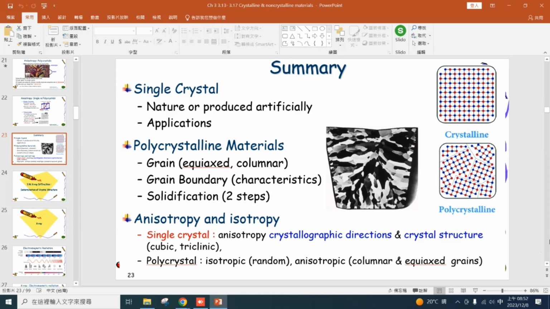The second one is called crystal structures. As I just told you, the 111, 100, 110. And this also depends on the cubic structure or triclinic structure or hexagonal structure. Okay. So for the polycrystalline, it's always mostly isotropic, unless you have columnar or equiaxed grains. Okay. So this is the topic we talked on Wednesday.